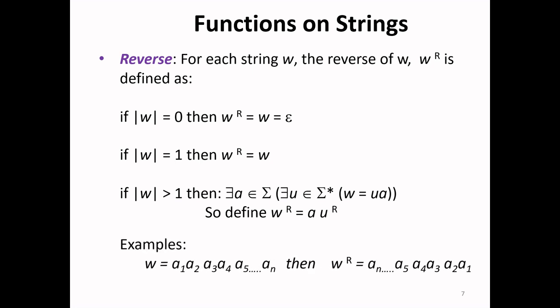For example, if W is equal to a1, a2, a3, and so on up to an, then W raised to R is an, and so on up to a2, a1. If W is equal to 1010, then W raised to R is 0101.